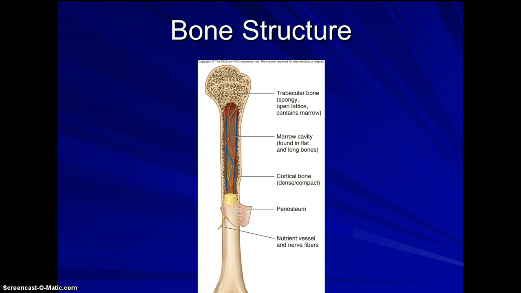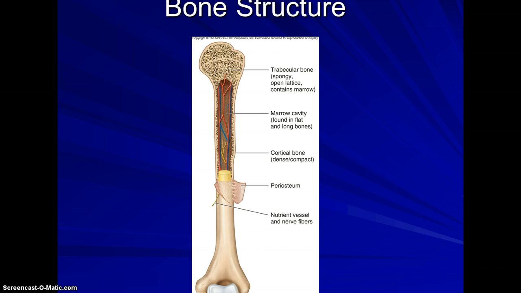Here's a picture of the bone structure, and it kind of shows you the trabecular, the spongy open lattice bones, the marrow cavity, the cortical bone, the periosteum, right up this connective tissue here.